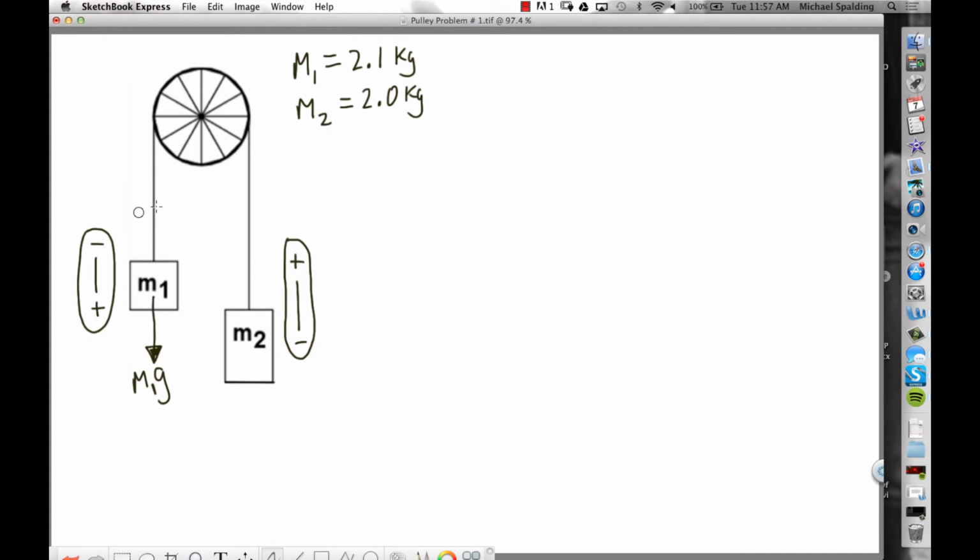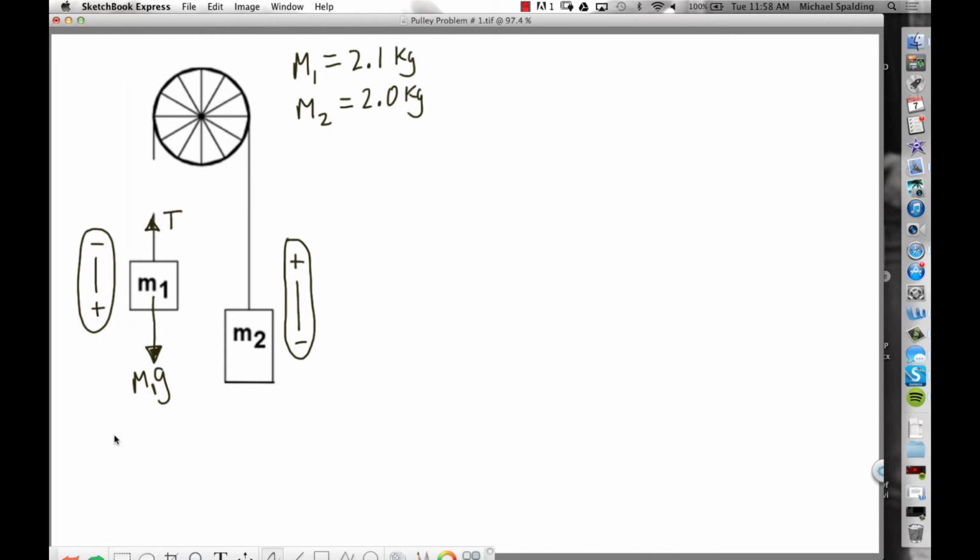Now, what force is acting up on M1? Tension. Now just think about this for a second, guys. Why does M1 accelerate down? The acceleration of M1 is going to be downward because M1g is slightly bigger than tension, right? So if M1g is a little bit bigger than tension, the acceleration is going to be downward.